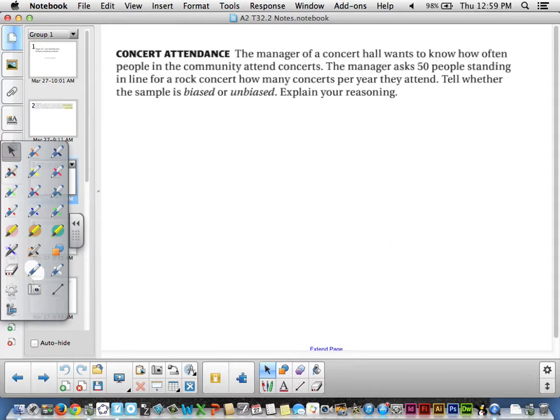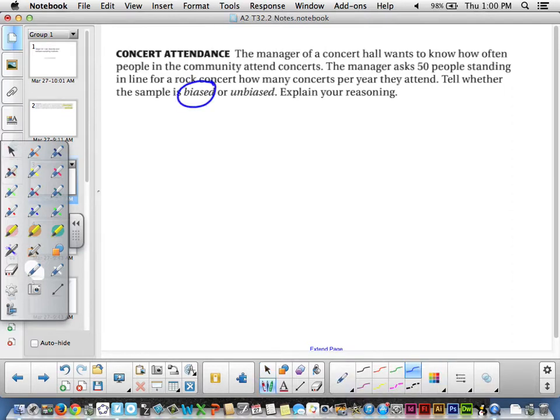All right? Example. The manager of a concert hall wants to know how often people in the community attend concerts. The manager asks 50 people standing in line for a rock concert how many concerts per year they attend. Tell whether this is biased or unbiased. Explain your reasoning. Well, this is biased.